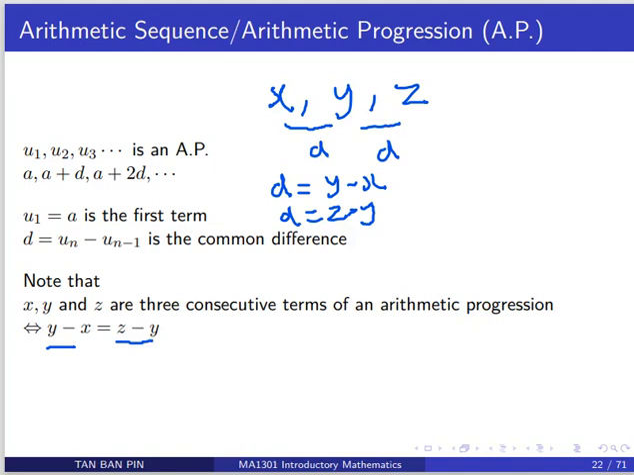And then you can group all the y together to get 2y is x plus z. So y is actually half of x plus z. So we can say y is the middle term, and the middle term is actually the average of x and z. x plus z divided by 2 is like finding the average of x and z.